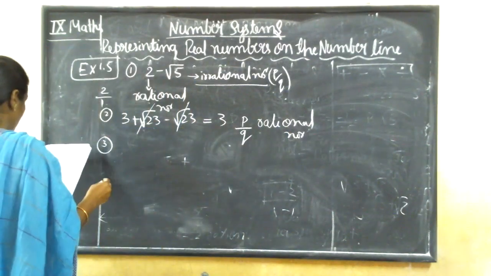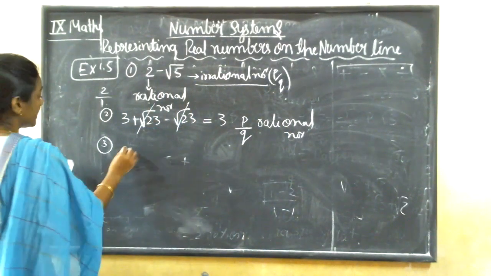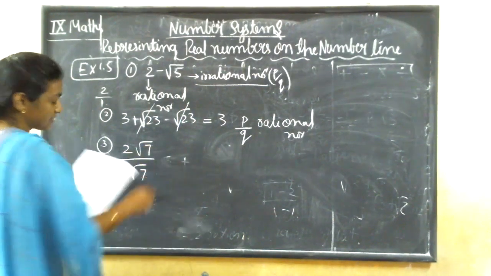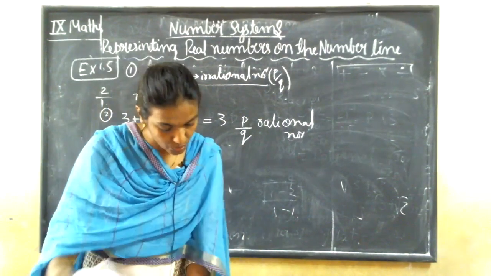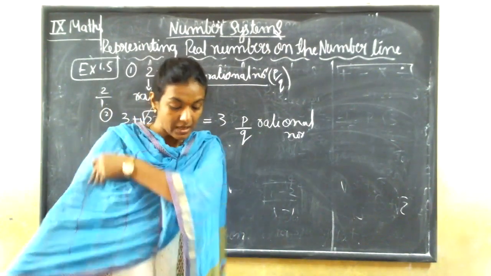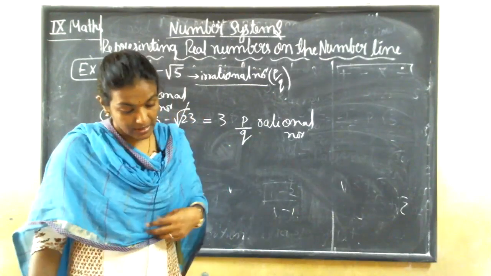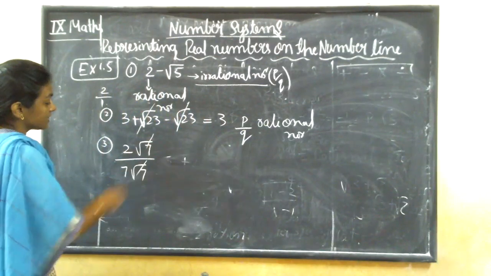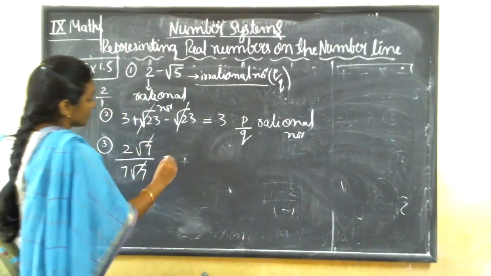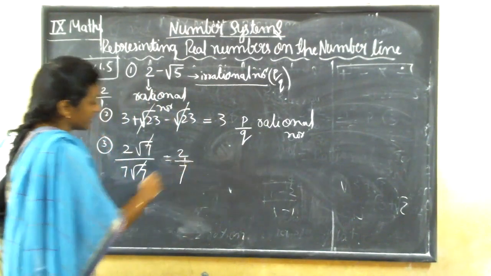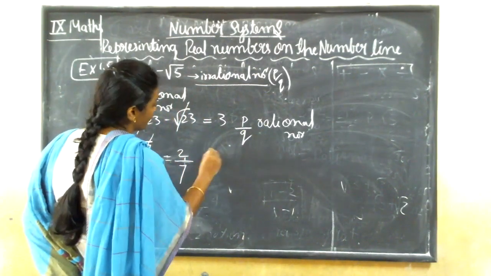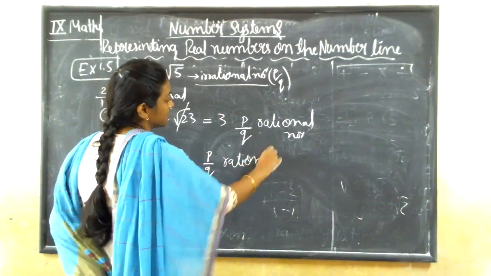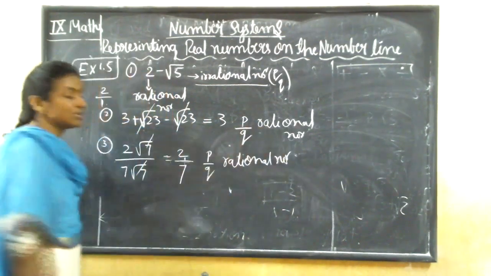Okay, next, third one. 2 root 7 and 7 root 7. This is also very easy, guys. Tell me what we'll get here. You cancel the root 7 in numerator and denominator, so you will get 7 by 2, which is in the form of p by q. Obviously, it is a rational number.